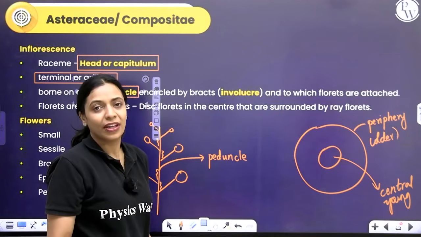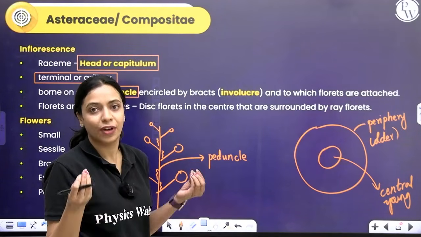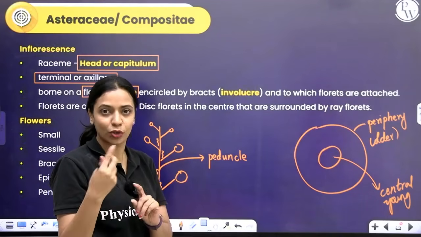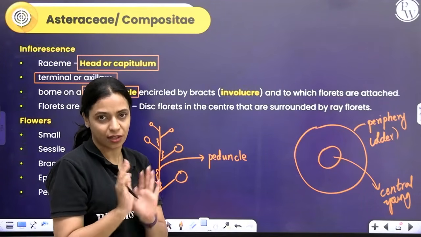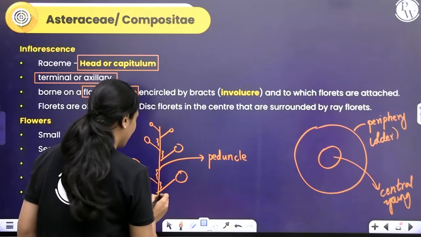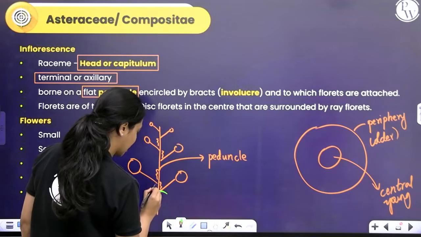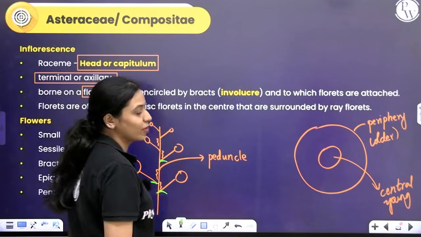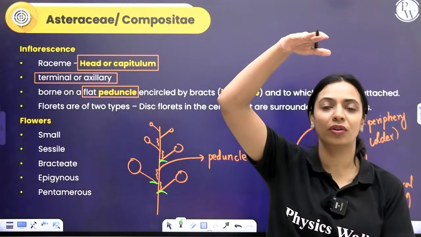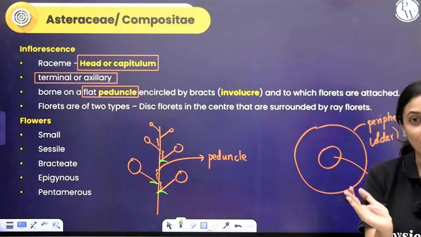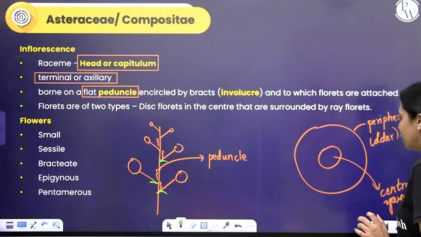Normally, when you look at flowers, flowers have stalks, and at the base of the stalk you find a leaf-like structure which we call the bract. So normally bracts will be present here, right? In this type of inflorescence, what happens is, as the whole floral axis is getting condensed, a lot of bracts form a cup-like structure called involucre of bracts.